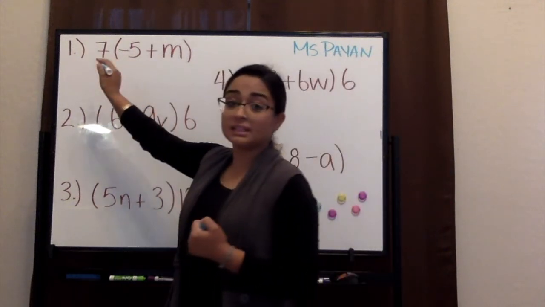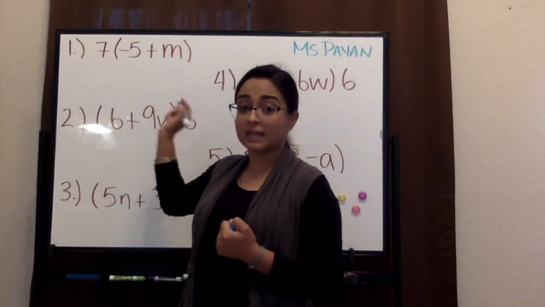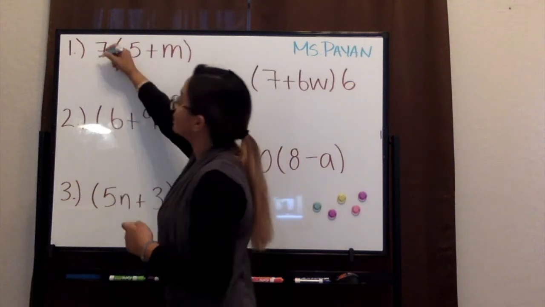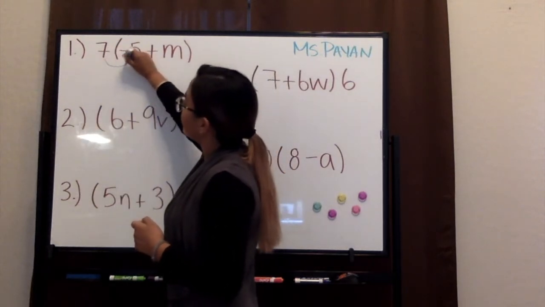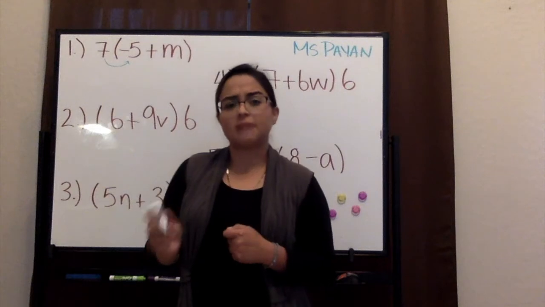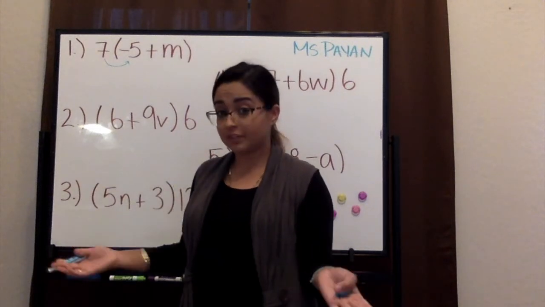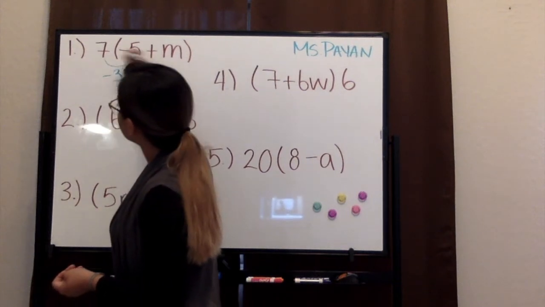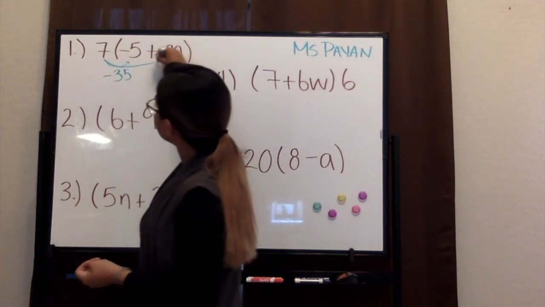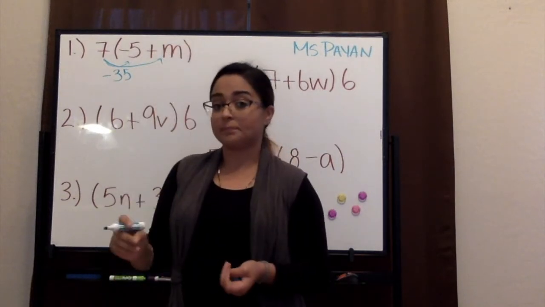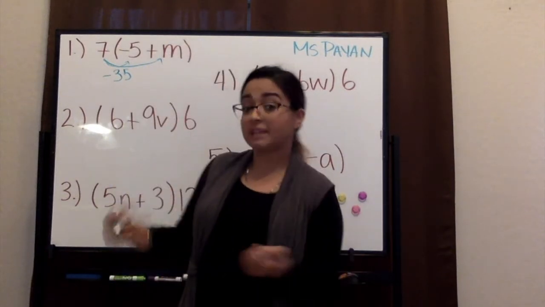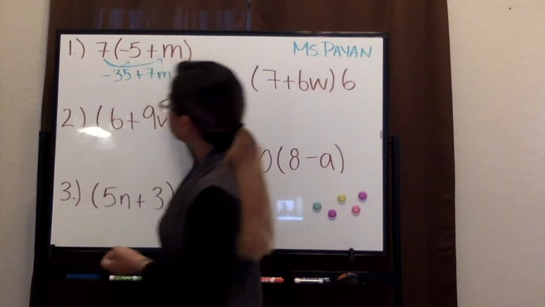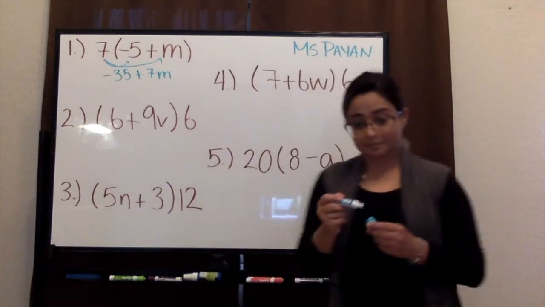We have 7 times negative 5 plus m. We're going to start by distributing the 7 to negative 5. What is 7 times negative 5? Negative 35. And what is 7 times positive m? Positive 7m. So that is my answer. Okay?